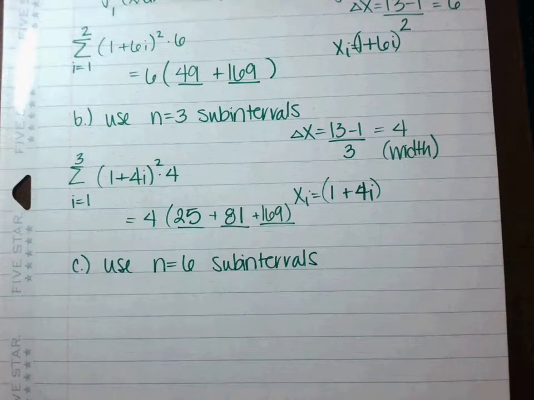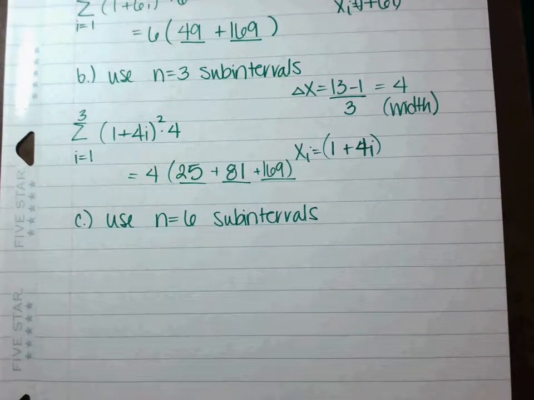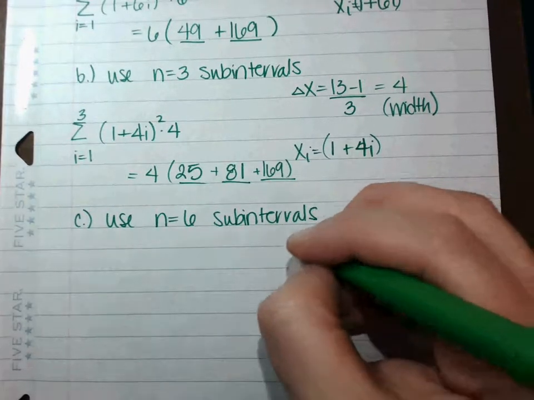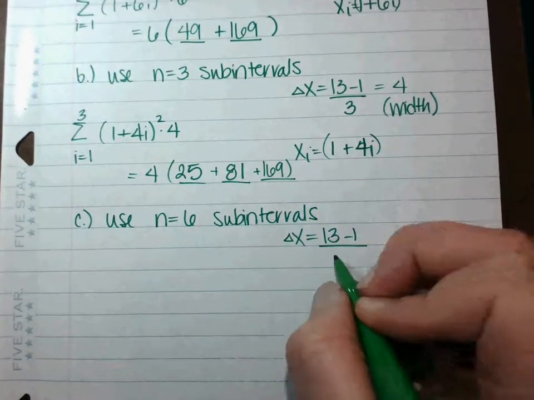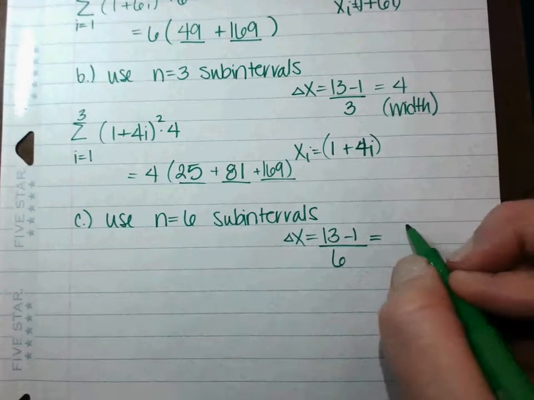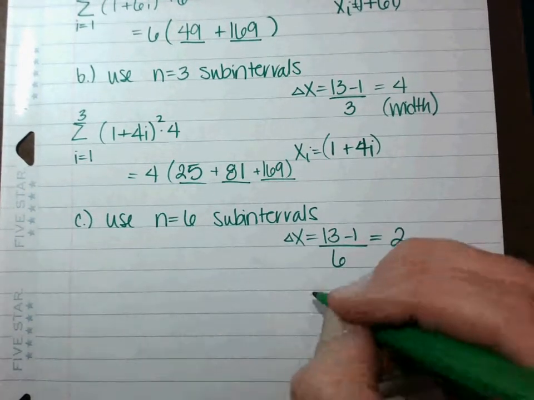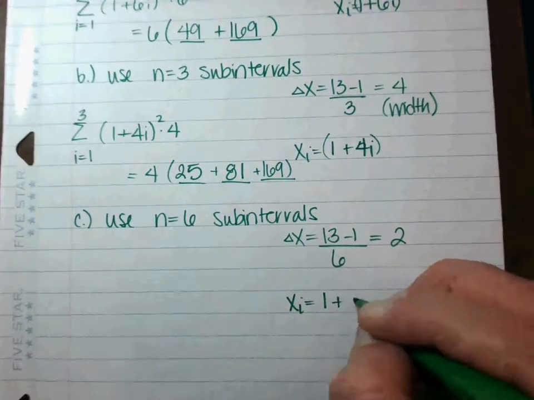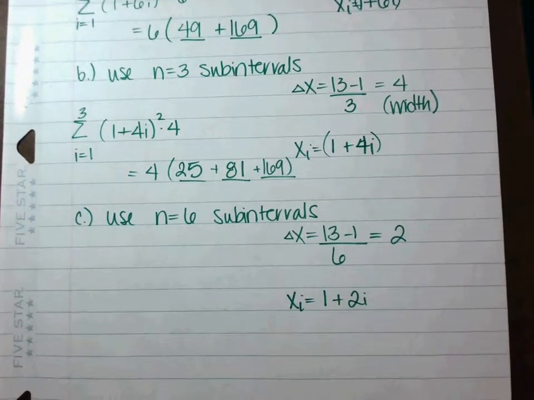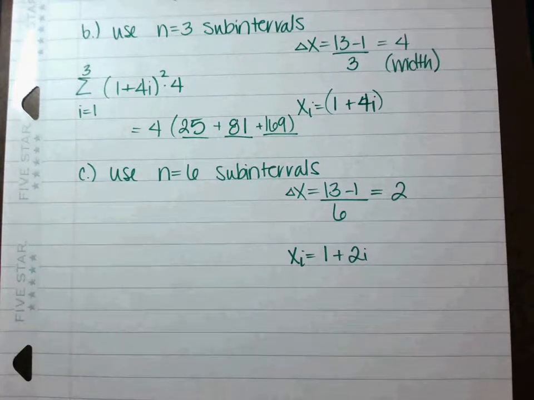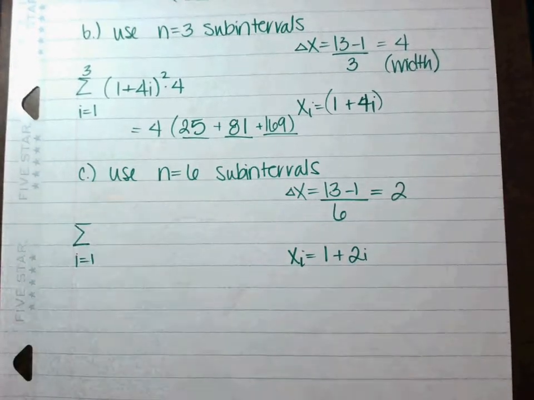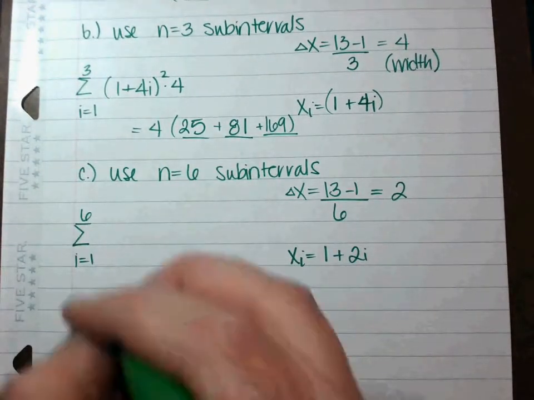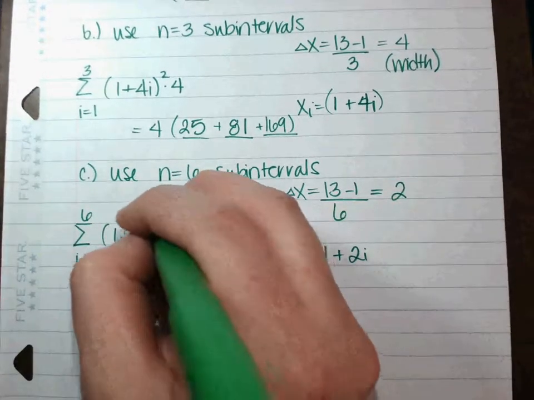Now think about, as I make more and more subintervals, your width should be getting tighter each time. It should be getting smaller. So my delta x is going to be 13 minus 1, still 12 units long, but I'm dividing into 6 pieces. How long is each piece? 2. My x sub i, I'm still starting the shading at 1, but I'm increasing by 2 each time. Okay, so summation, i starts from 1 till 6, and then I would have (1 plus 2i) squared times 2.